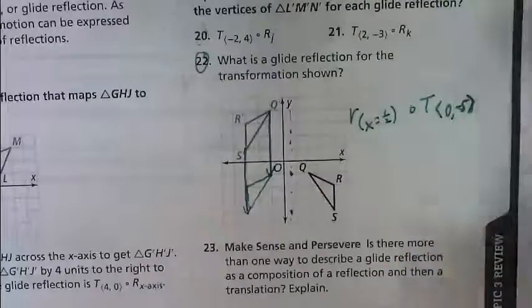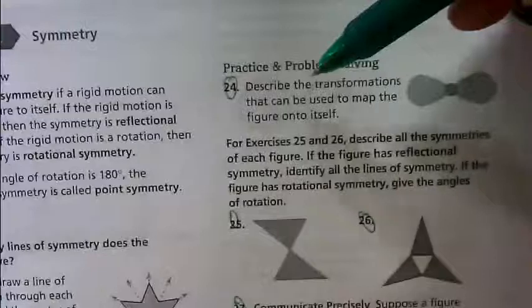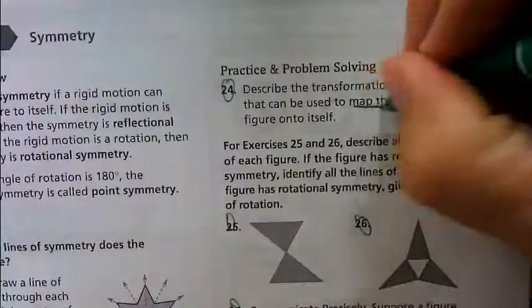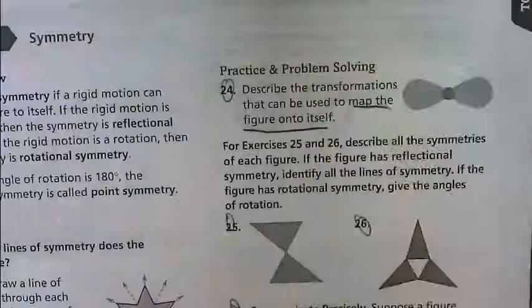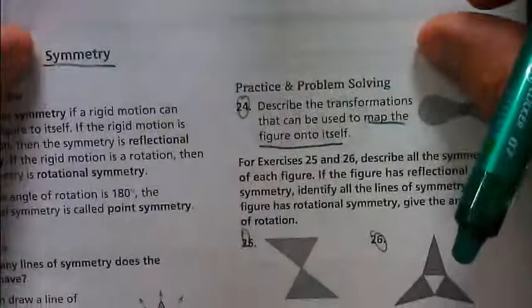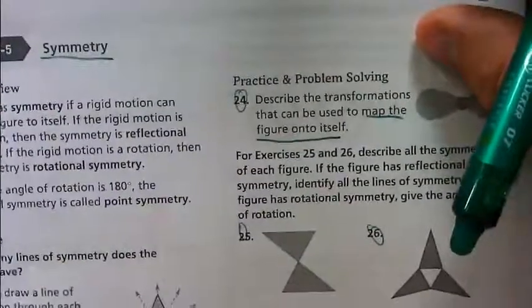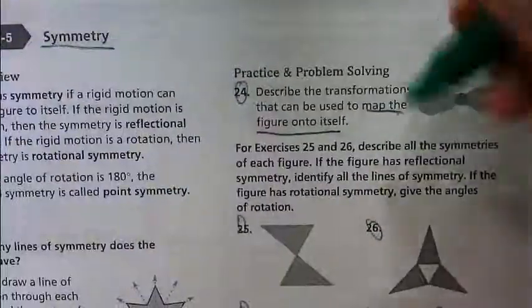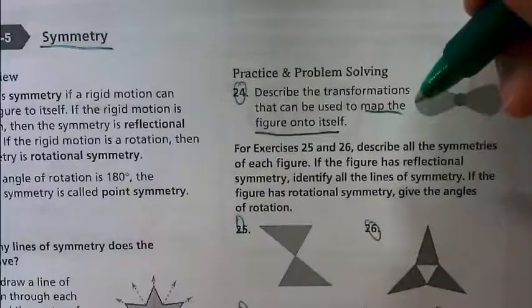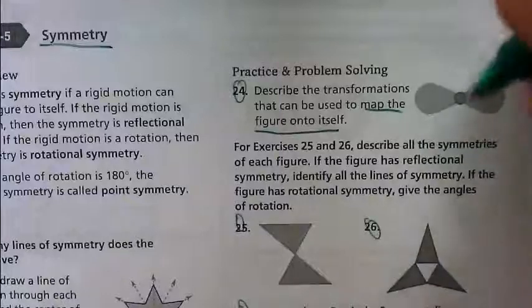Okay, 24. Describe the transformation that can be used to map the figure onto itself. Again, keyword there, map the figure onto itself. We are talking about symmetry, right? Anytime you see it talking about being mapped onto itself, that is specifically for symmetry. That's probably the reason I keep referring back to those words, so that you don't make a mistake on the test. So again, symmetry is the only time you're going to use the words mapped onto itself. You won't use it for anything else.